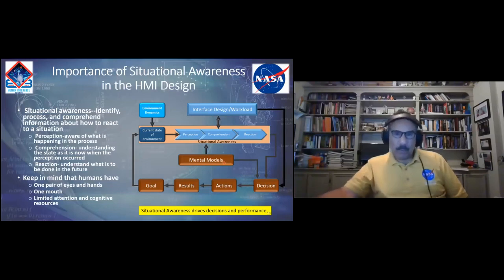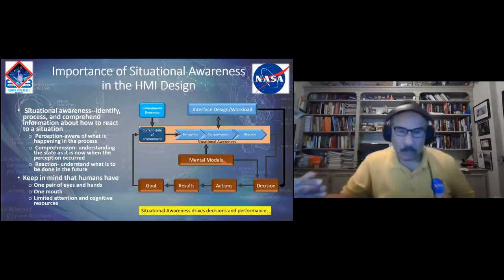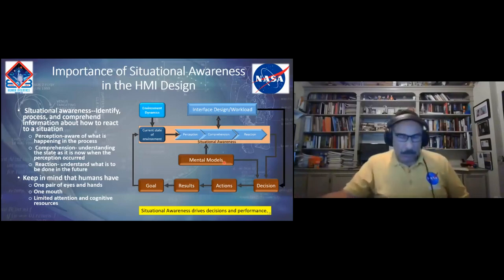Part of this is associated with your mental models of what you understand is the situation, what you understand the task is. Based on all this, you make a decision, right or wrong, hopefully right. That decision results in action, results, and reaching your goal. And if you reach your goal, then your current state of the environment and the environment dynamics should be consistent with what you're trying to achieve.